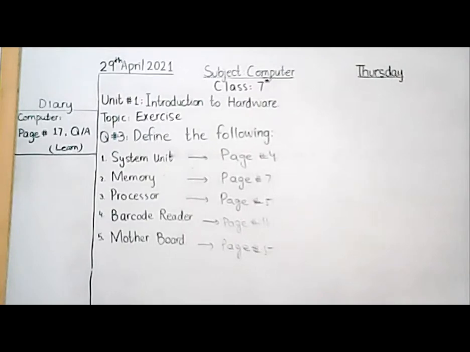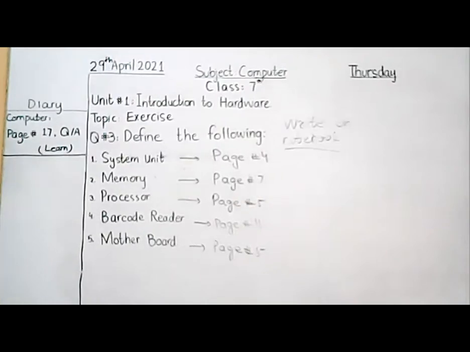Barcode reader is an dash device. A, output. B, input. C, display. D, storage. Input device. Very good. Okay, now today's lesson has been completed.